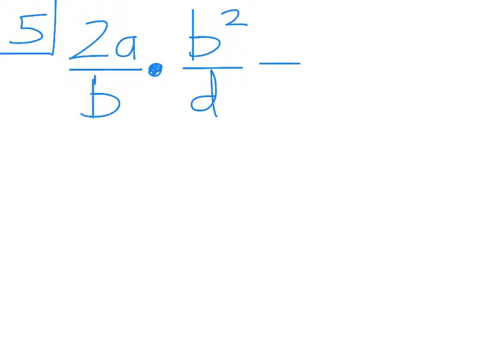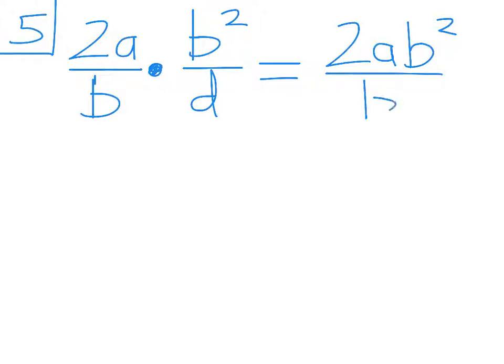Now again, if you were doing this on your own, you would probably do top times top. So 2a times b squared would be 2ab squared. All right, that's just what it is. And then if you're doing bottom times bottom, b times d, you would write as bd. All right, so then the part for you is simplifying that.